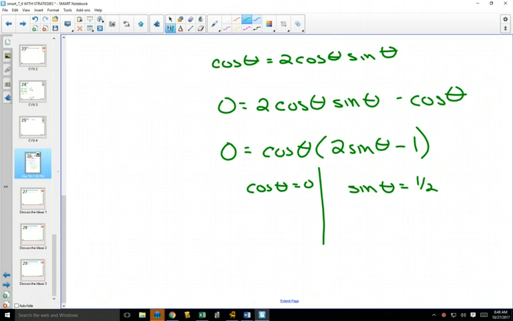So when is cos theta equal to 0? Pi over 2 and 3 pi over 2. When is sine theta equal to a half? Pi over 6 and 5 pi over 6.